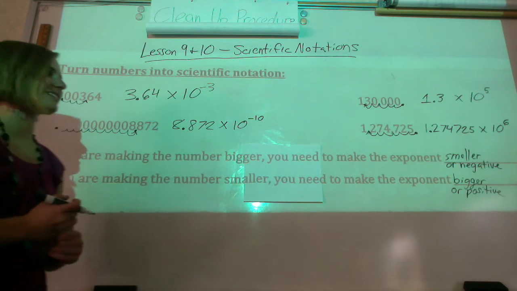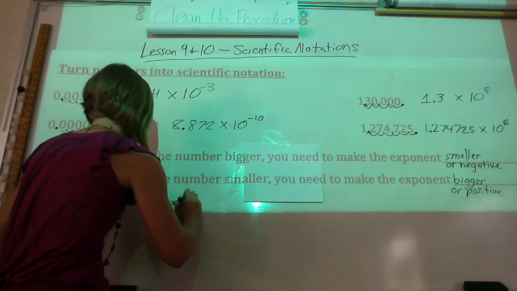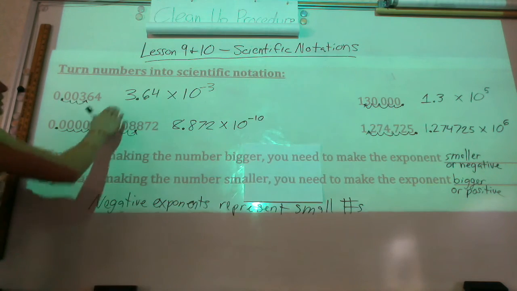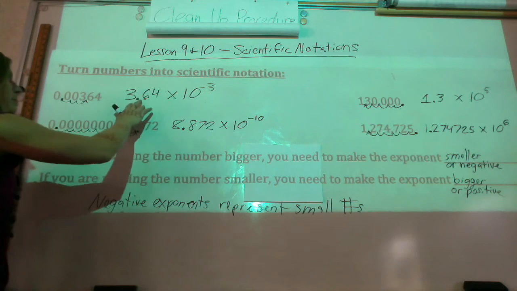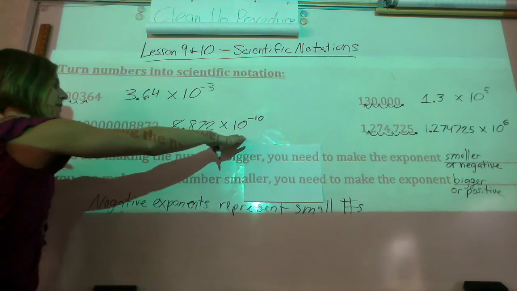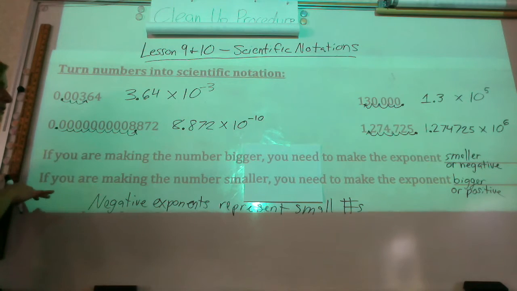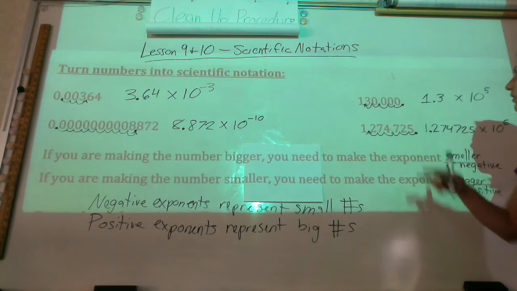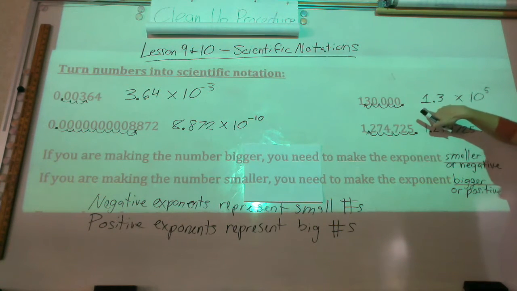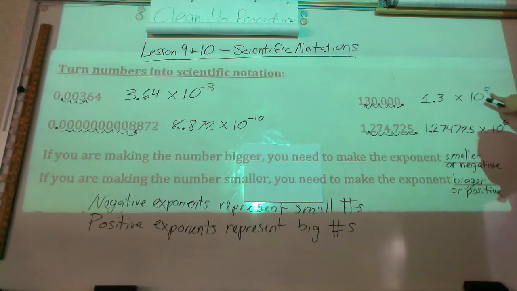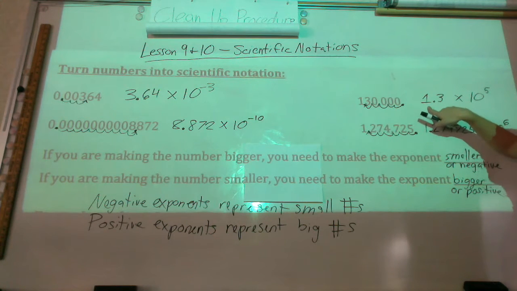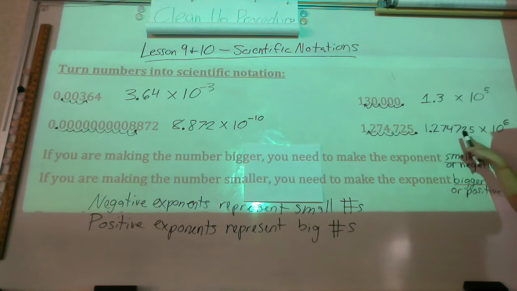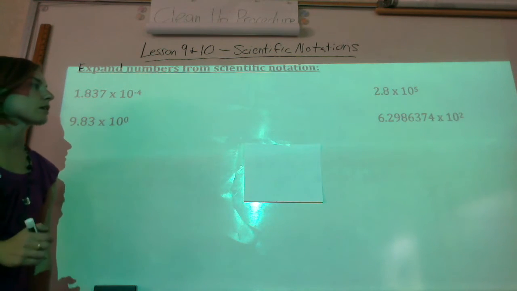We can also think about it in a different way. Negative exponents represent small numbers, just like here. This negative exponent actually represents that this number is much smaller than it appears. Same thing here. Whereas positive exponents represent big numbers. Just like over here, this 1.3 is not just 1.3, because this +5 exponent says that this 1.3 is actually much bigger than it appears. Same thing down here. This 10 to the 6th power says that this number's actually bigger than this little decimal that's right here. All right, now let's take a look at going the other way.